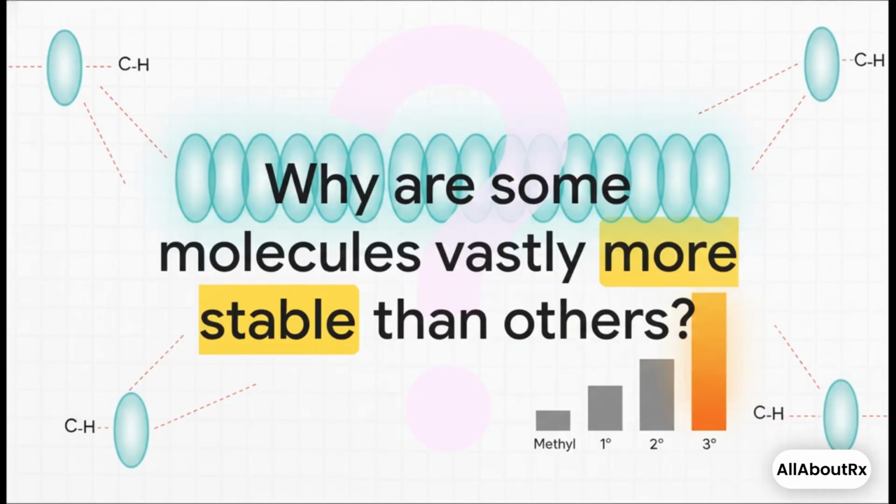Now think about this for a second. Why are some molecules just vastly more stable than others? Or why do certain chemical reactions seem to happen at very specific, totally predictable positions time and time again? It's kind of a core mystery in organic chemistry, right? But the answer actually turns out to be entirely structural.